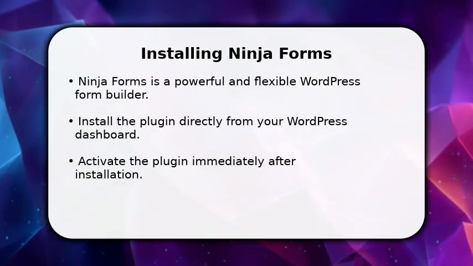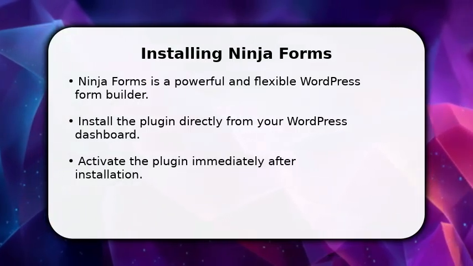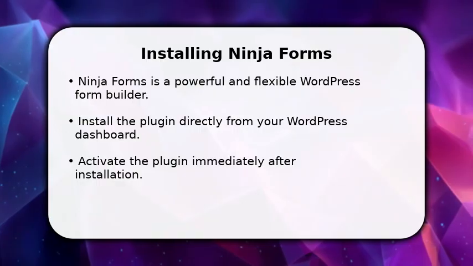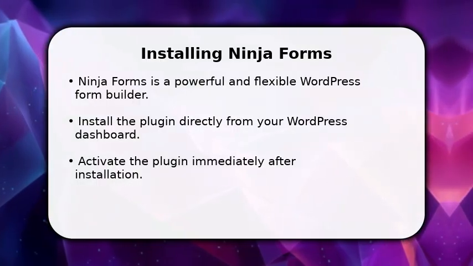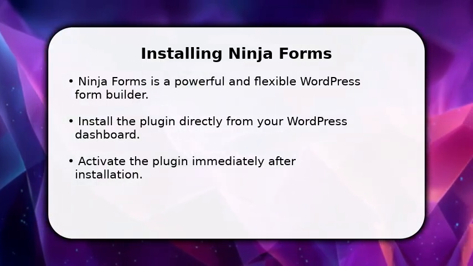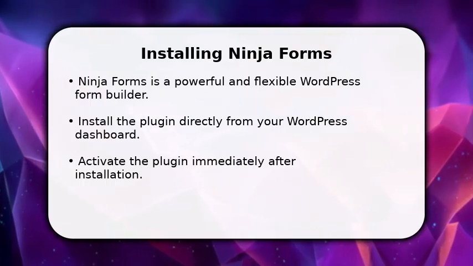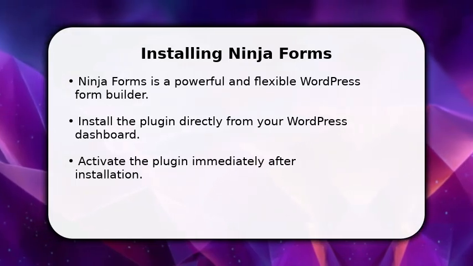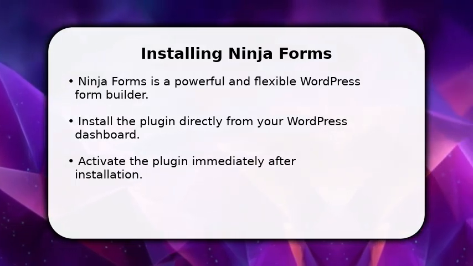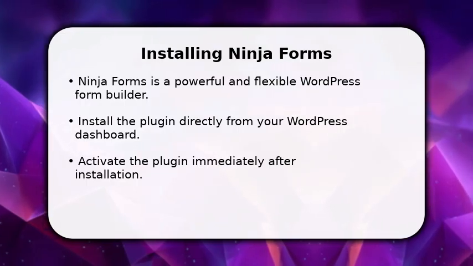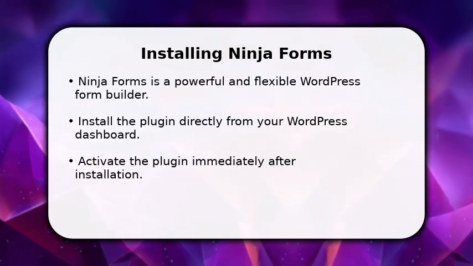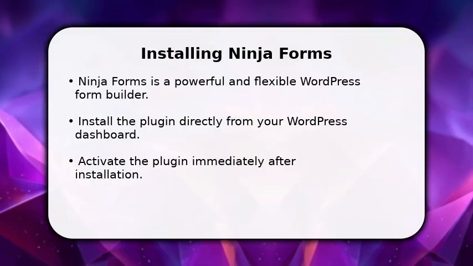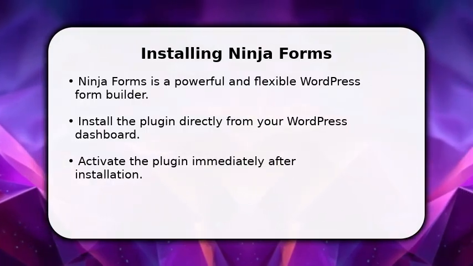In this video, I will show how to add Ninja Forms in WordPress. First, let's get the plugin installed. Ninja Forms is a fantastic tool for creating all sorts of forms, from contact forms to surveys. You can easily find and install it right from your WordPress dashboard. Just search for Ninja Forms, click Install, and then activate it. This simple first step gets you ready to build amazing forms for your website in just a few moments.